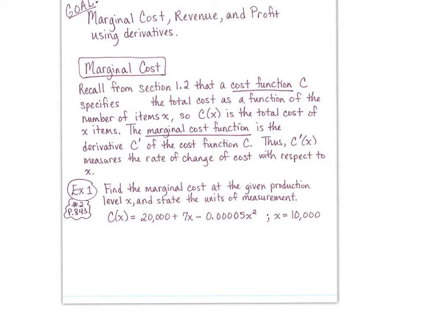In example 1, we want to find the marginal cost at the given production level x, and state the units of measurement. C of x is equal to 20,000 plus 7x minus 0.00005x squared, and x is equal to 10,000. So we want to first find the marginal cost. Let's find C prime of x.